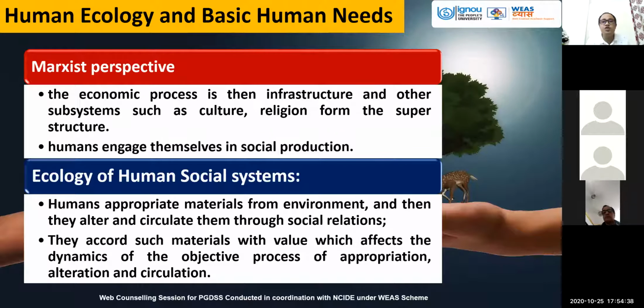So it is in this way that we are affecting the natural resources. That is why, through this process, when we go beyond the limit, then the issues of sustainability arise.